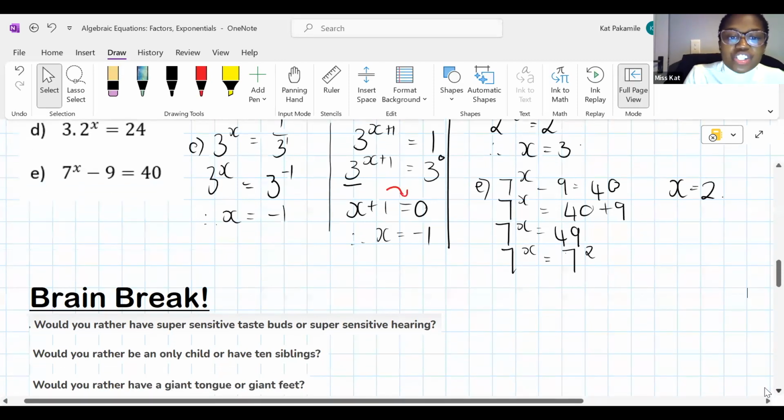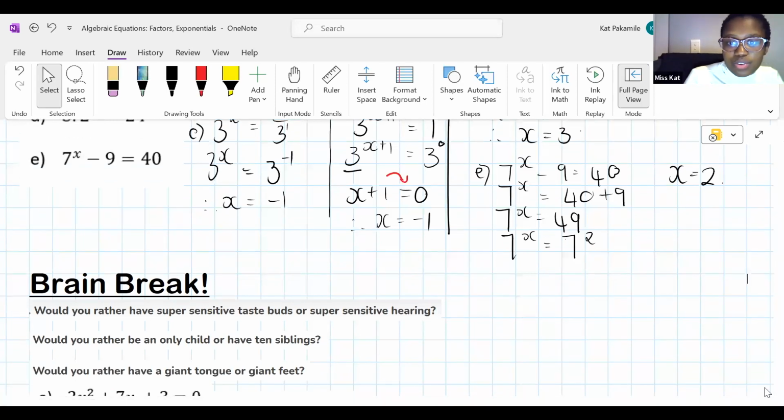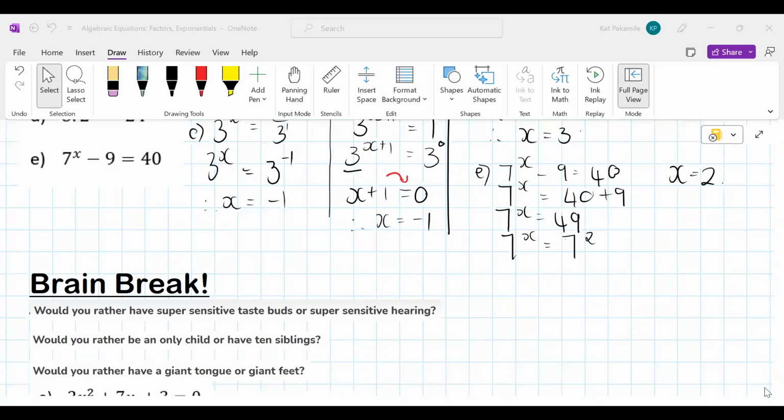Okay. Would you rather have a giant tongue or giant feet? I feel like that's just gonna ruin our day. Tafara? I was laughing. Ma'am, may I rather have a giant tongue, ma'am? You don't want giant feet? No, ma'am, I want a giant tongue. Okay. Look at these ones in the chat saying they can kick people with their giant feet. Guys, please behave.